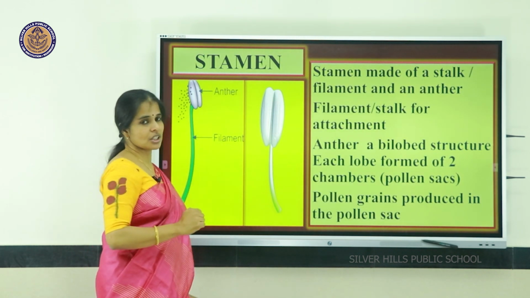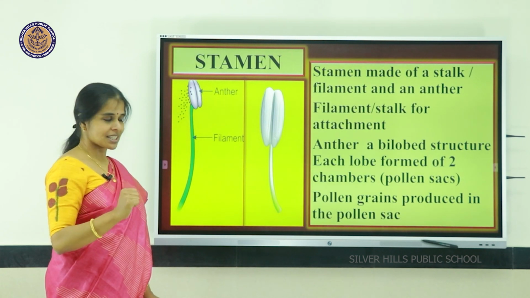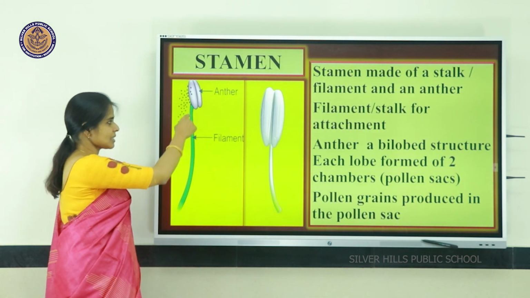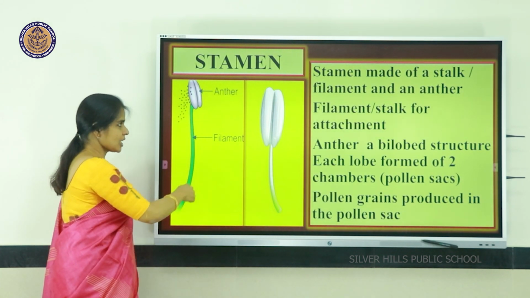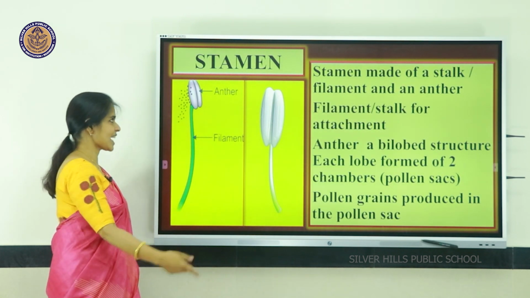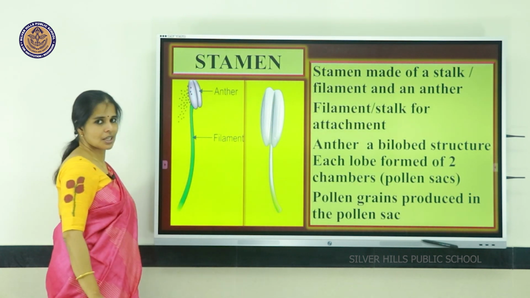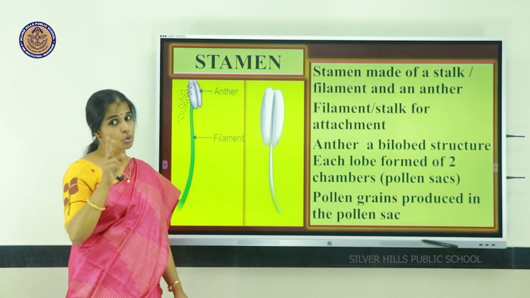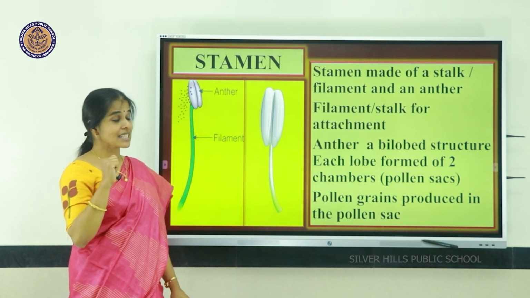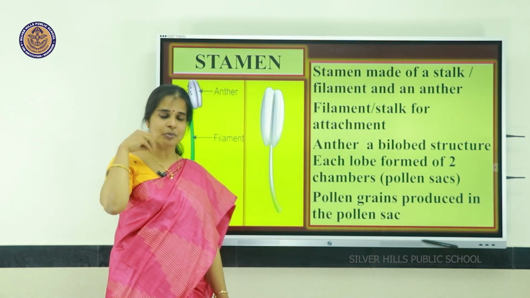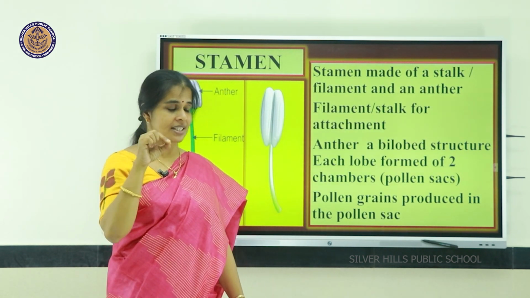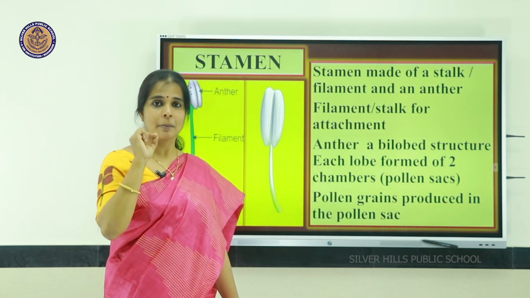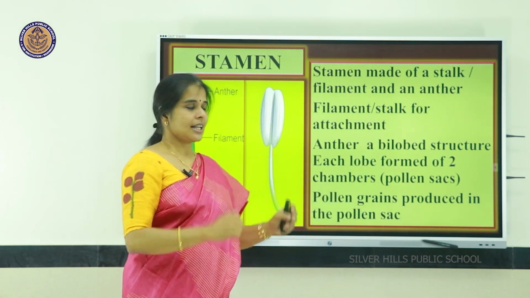So, once again its structure: the male reproductive organ, we call it androecium, composed of stamen. Each stamen is made up of 2 parts: a stalk, which is also known as filament, for attachment, and an anther structure. Now, this anther is a bilobed structure. Each lobe is formed of 2 chambers. These chambers we call the pollen sac. Now, what is present inside the pollen sac? Pollen grains, the male gamete, male reproductive cell. Let us keep it aside.